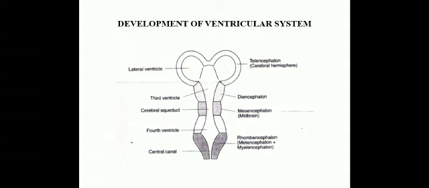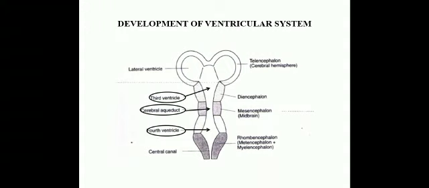Now, the development of the ventricular system. The cavities of the brain vesicles form the ventricular system of the adult brain. The hindbrain cavity becomes the 4th ventricle. The diencephalic cavity becomes the 3rd ventricle. The narrowed mesencephalic cavity becomes the cerebral aqueduct between the 3rd ventricle and the 4th ventricle.